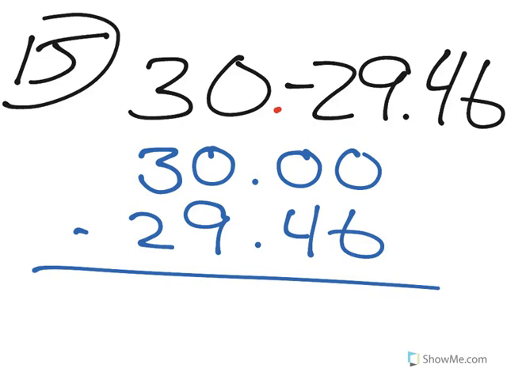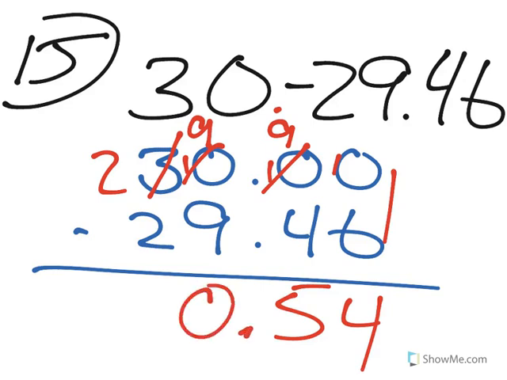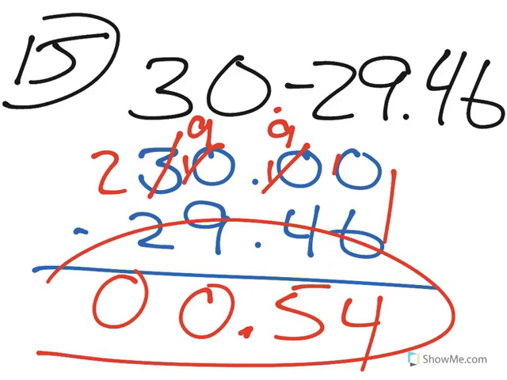Okay, now 0 minus 6 I cannot do, so I borrow. That becomes a 2 and a 10. Now I cannot borrow again, that becomes a 9, 10. Now I can subtract. 10 minus 6 is 4. 9 minus 4 is 5. Bring your decimal down. 9 minus 9 is 0. And I don't need the other 0, so my answer is 0 and 54 hundredths.